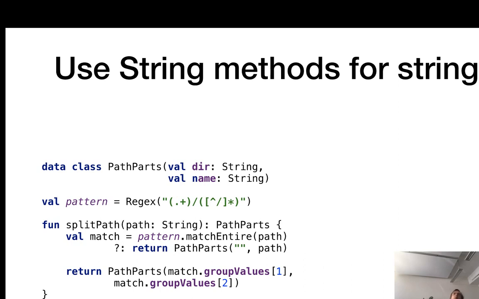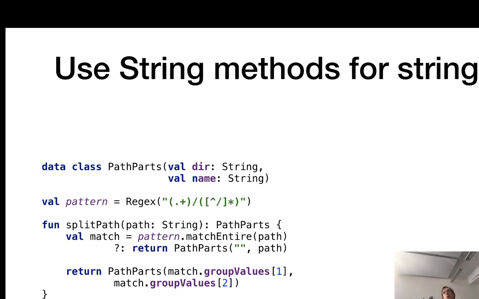So I'm defining a pattern, pre-compiling it, and then I'm using the matchEntire method, which tries to match the entire string against this pattern. And if the match succeeds, then I'm just taking the first and the second groups in the results and returning them as the directory and name. And this is nice, and this is very flexible, and you can do a lot of things with regular expressions. But this is also fairly complicated. And the task that we are solving is actually very simple. We need just to split on the last slash and take everything before it and everything after it.